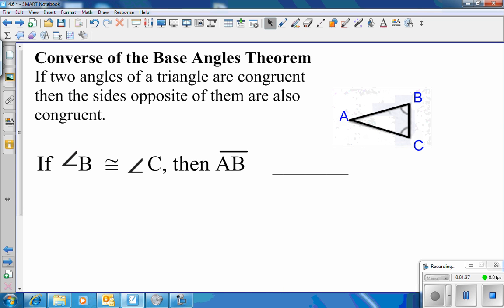All right, the converse of the base angle theorem says this. If you have two angles that are the same, the sides opposite of them are congruent. So what side is going to be congruent? Not B and C, those are angles or points. So it would be the segment AC and AB. Okay, AB is congruent with the segment AC.